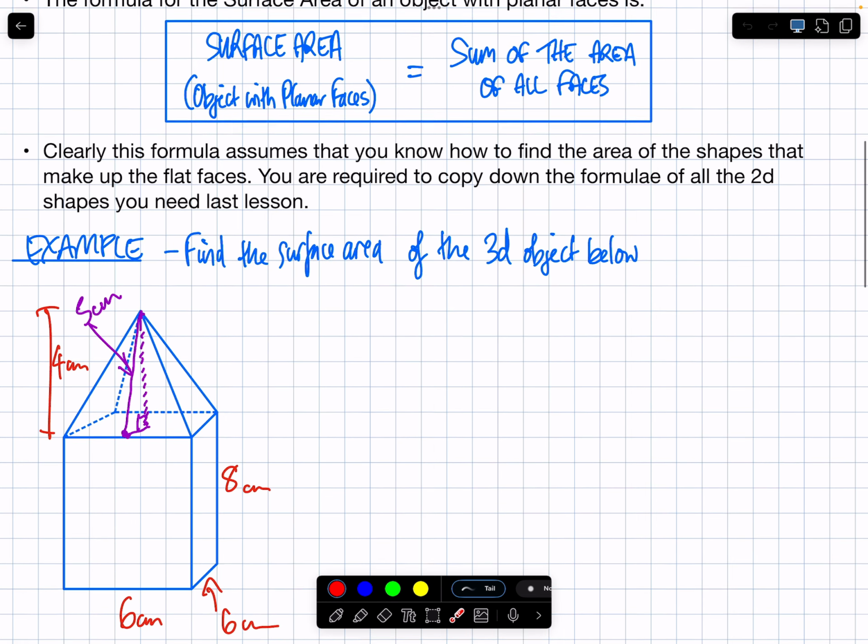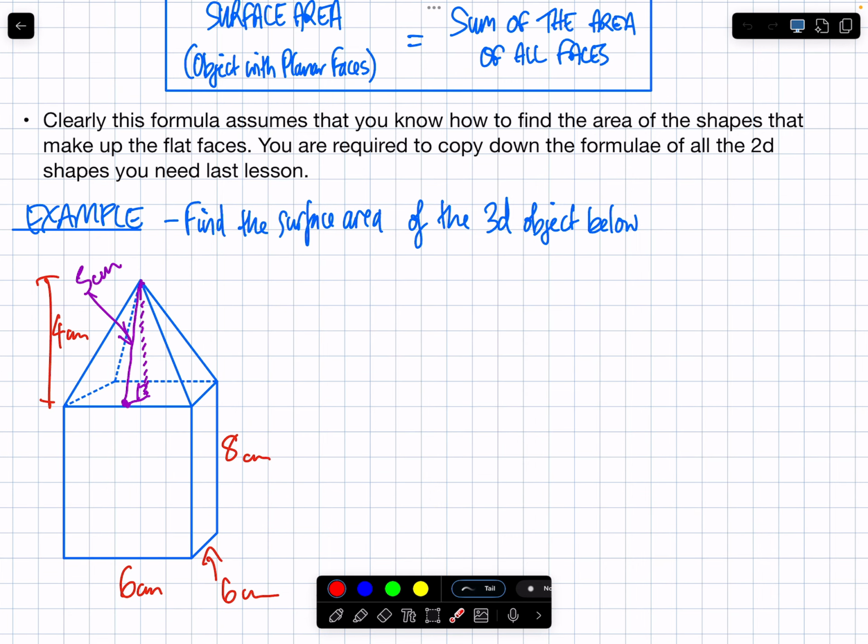Can you get this example down so we can work through it? I should have erased that little purple thing, so I'll do that now so I can pretend that we're starting from scratch. So we have a little pyramid on top of a rectangular prism as an example. Get that down so you can see how we find the surface area, please.